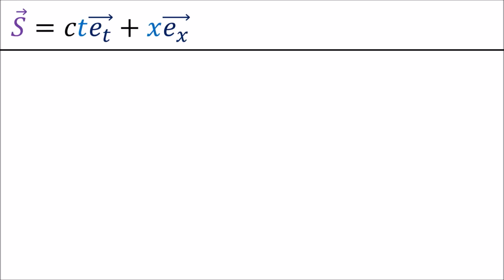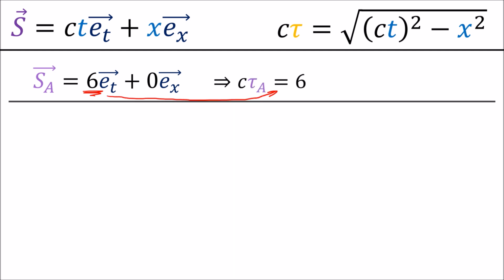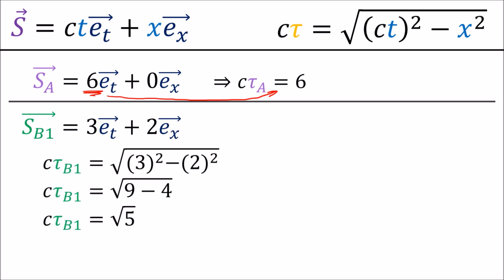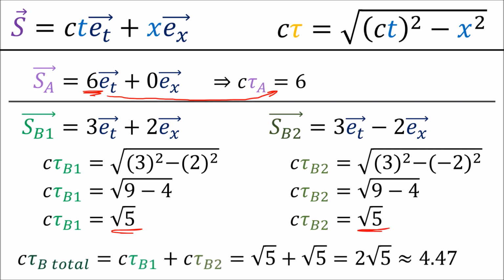Using our formula for proper time, it's not hard to see that Alice's proper time is just 6. c times tau is just 6. And if we calculate the proper time for the 2 segments of Bob's world line, we get the square root of 5 plus the square root of 5, which is about 4.47.